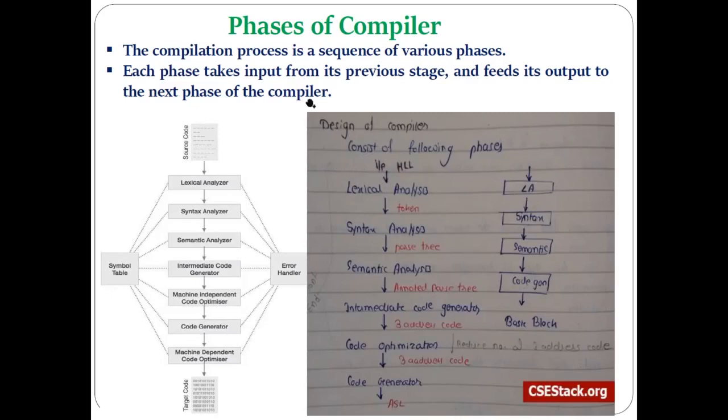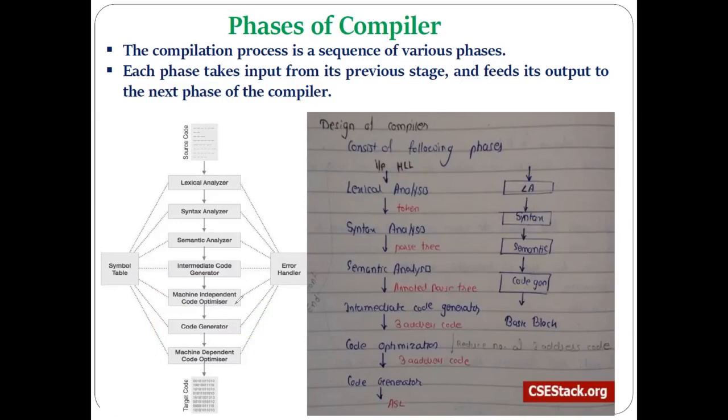Okay, and up till now we have reached this part. Today onwards we will focus on the back end of the compiler. In the back end of the compiler, first we discuss the machine independent code optimization, and then we'll discuss code generation. Okay, so code optimization can be done at two levels.